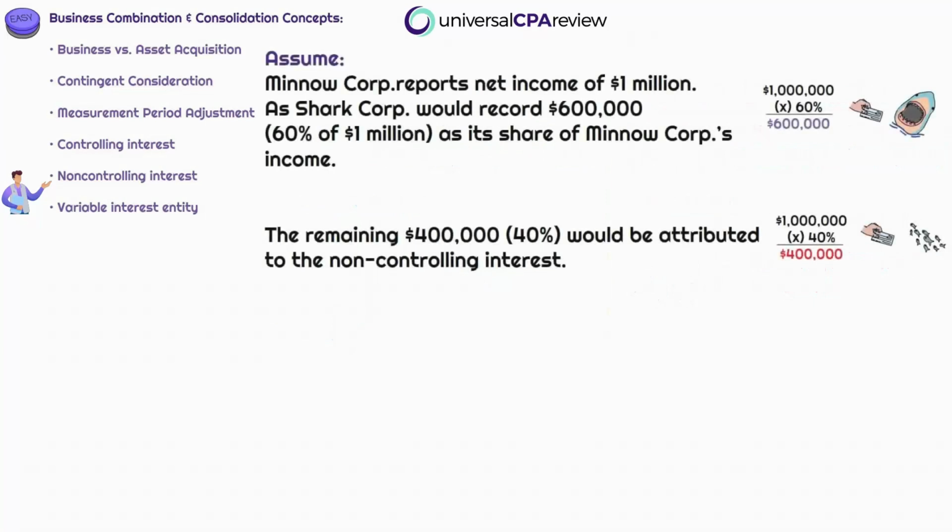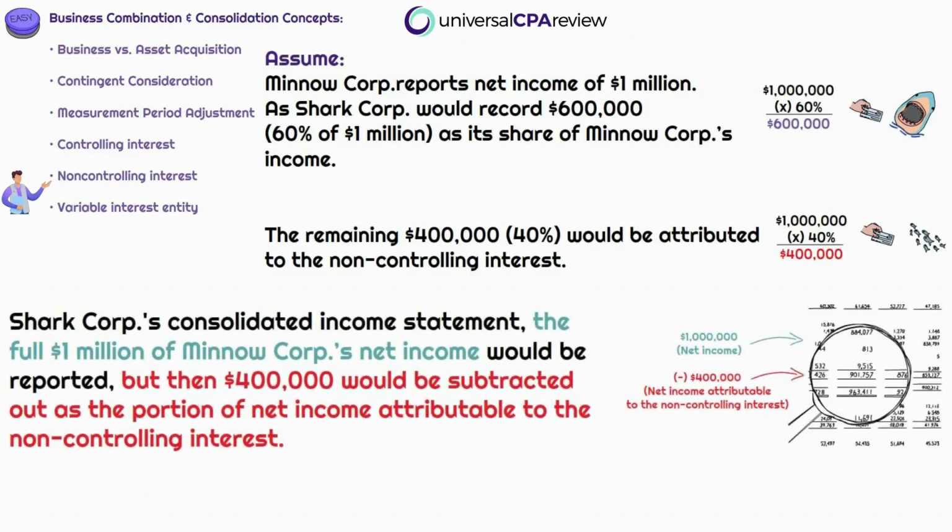For example, let's say that at the end of the year, Minnow Corp reports net income of $1 million. Shark Corp owns 60% of Minnow Corp. So it would record $600,000 as its share of Minnow Corp's net income. The remaining $400,000 would be attributed to the non-controlling interest. In Shark Corp's consolidated income statement, the full $1 million of Minnow Corp's net income would be reported, but then $400,000 would be subtracted out as the portion of net income attributable to the non-controlling interest.